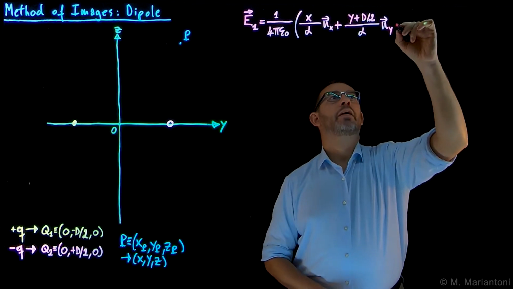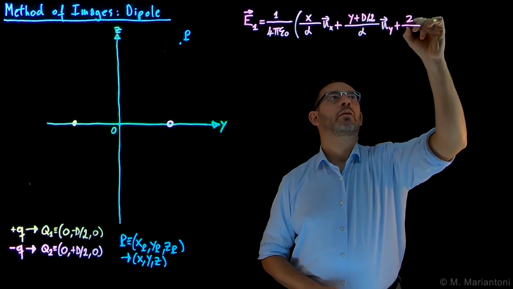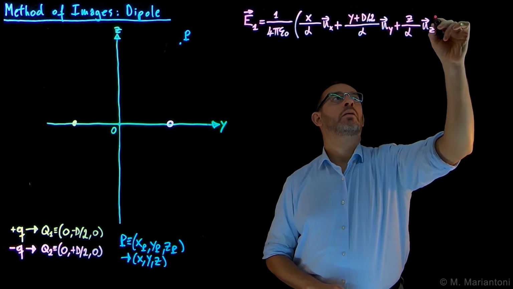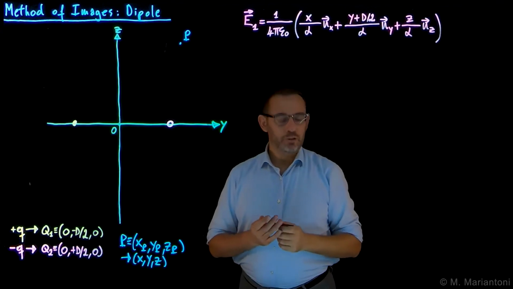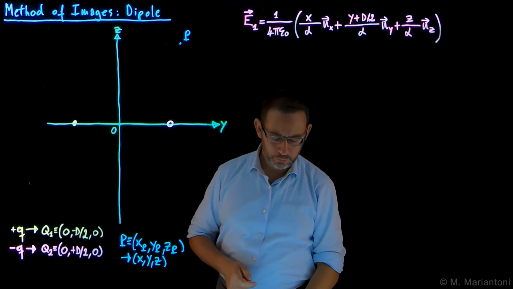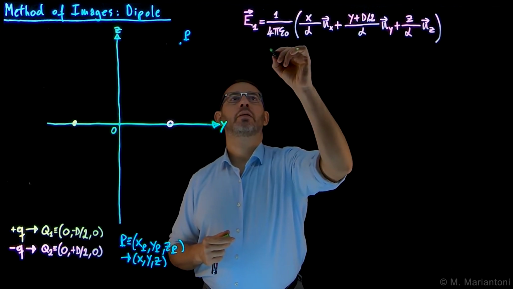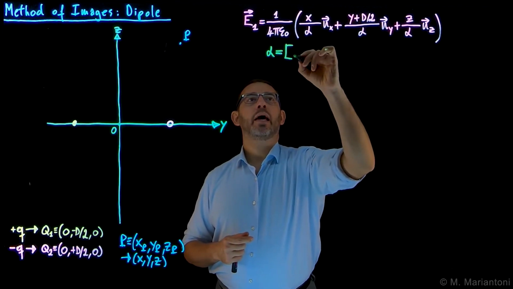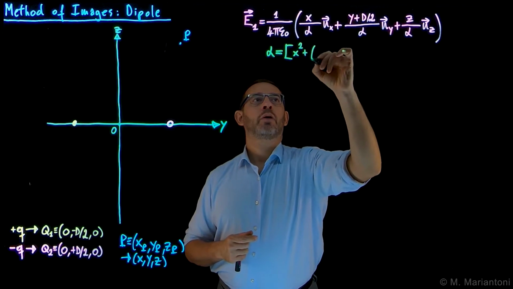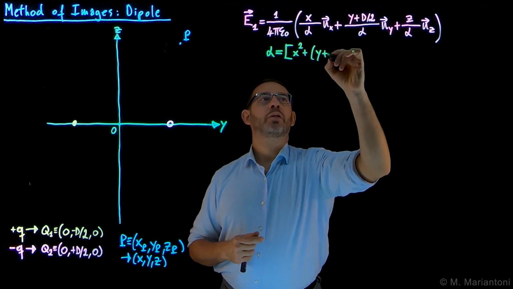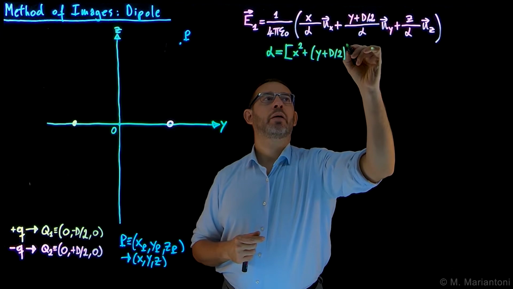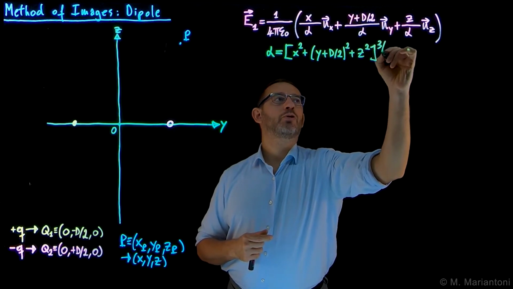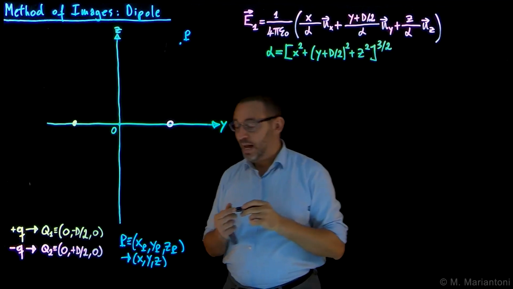And on the z-axis, finally, we have plus z divided by alpha u z. What about this factor alpha? Alpha is nothing but, in this coordinate system defined here on the left, x squared plus (y plus D/2) squared plus z squared, the whole quantity, to the usual factor of power of 3/2.